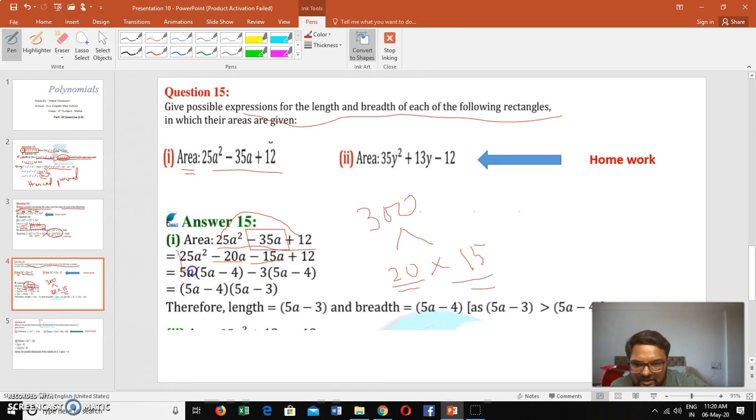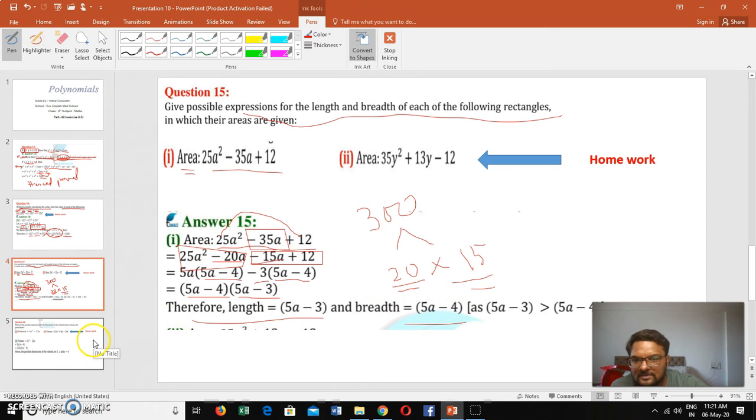Now we take common factors from the first two terms and the last two terms. Here I have taken 5a common, so 5a minus 4 is left from the first bracket, and similarly here minus 3 is taken as common, so 5a minus 4 is left. Since 5a minus 4 in the bracket appears twice, we write it one time, and the remaining 5a minus 3 is the other. So here this is the length and this is the breadth.